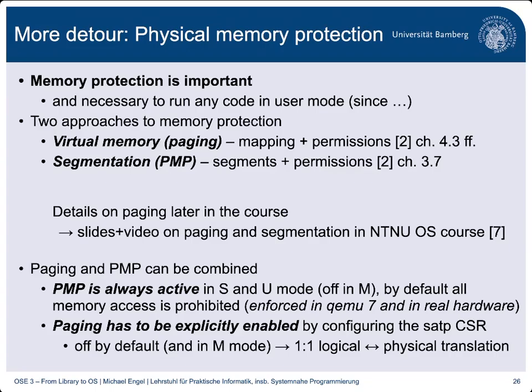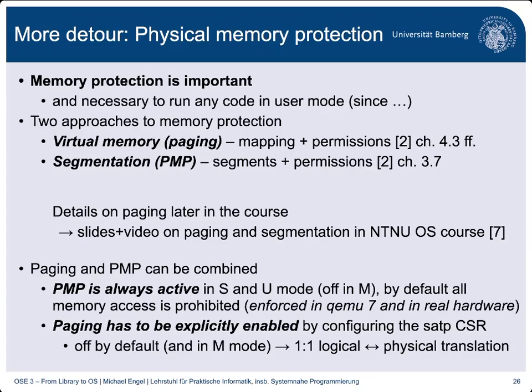So this was enforced in QEMU version 7, we're now at QEMU 8, and it's also enforced in real hardware. But if you look at example code on the net, for example, there's a Rust example for writing a RISC-V operating system by a guy called Stefan Marks. This code doesn't do this, so this code wouldn't work with real RISC-V hardware and doesn't work with the current QEMU. So PMP is always active, and we just have to disable the protection using this WPMP stuff.